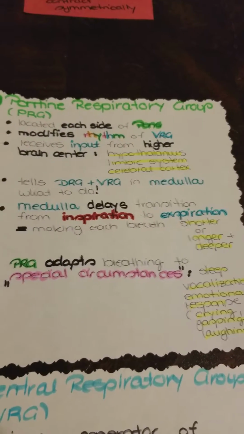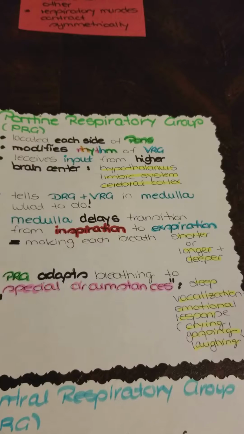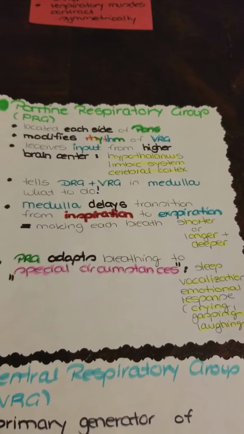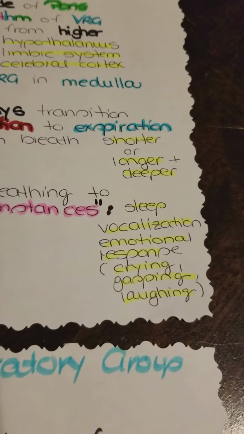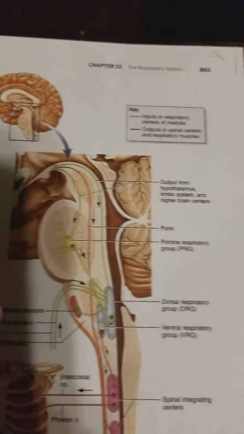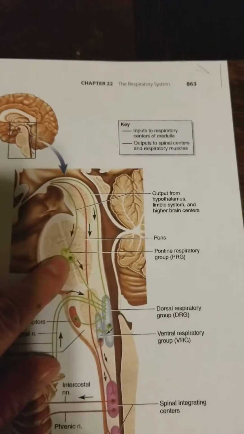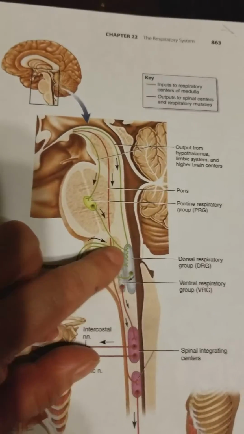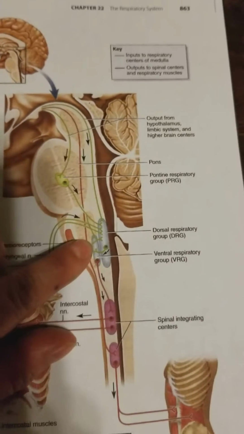It delays the transition from inspiration to expiration, making each breath longer and deeper. The pontine respiratory group also adapts the breathing to special circumstances if needed, like sleep, vocalization, and emotional responses like crying, gasping, and laughing. So here you have your higher brain centers sending the information down to the pontine respiratory group. And now the pontine respiratory group is going to tell the DRG and the VRG, the dorsal respiratory group and the ventral respiratory group, what to do.